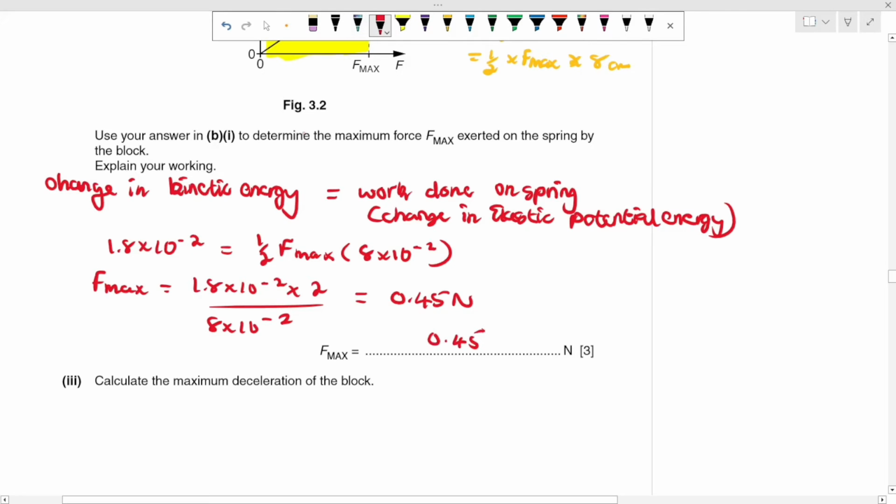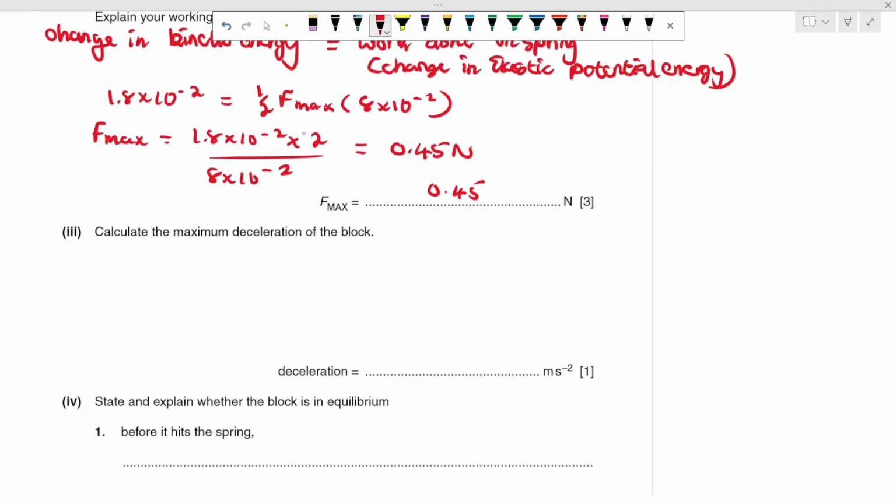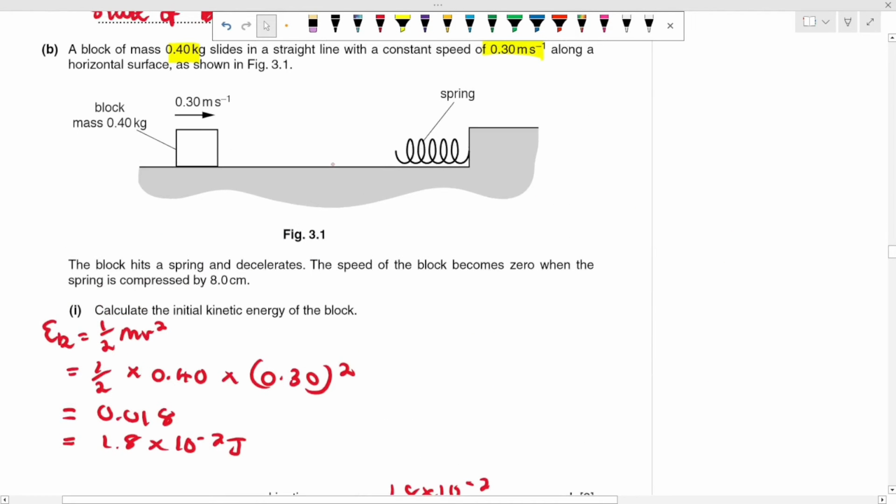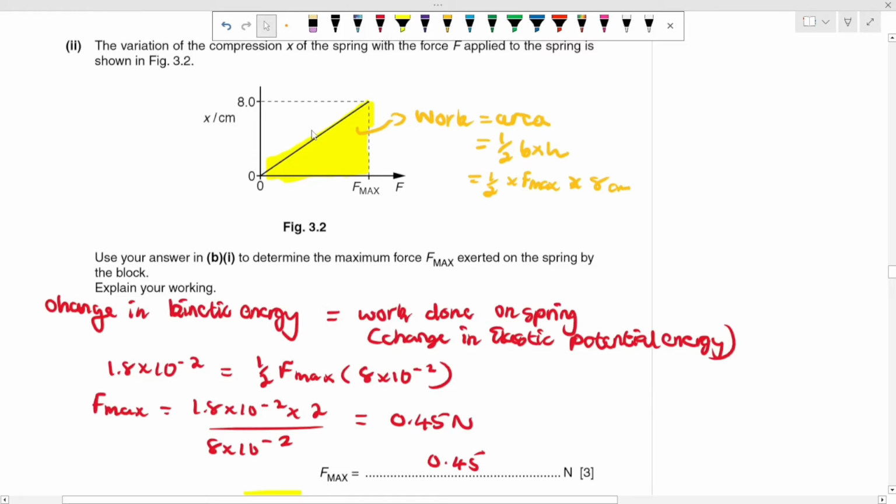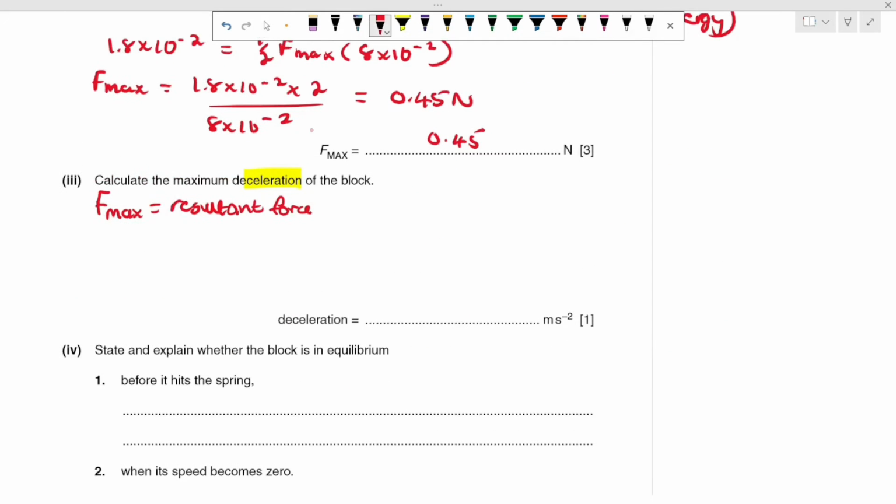Calculate the maximum deceleration of the block. Okay, I have the word deceleration. How do I find that? Well, F max is equal to our resultant force, because it's the force that is applied by the block. So it's the force that is causing the block to decelerate. When the block applies a certain force on the spring, the spring is going to apply the exact same force on the block. So that force is what's going to cause that block to come to a standstill, and that's the only force acting in this scenario.